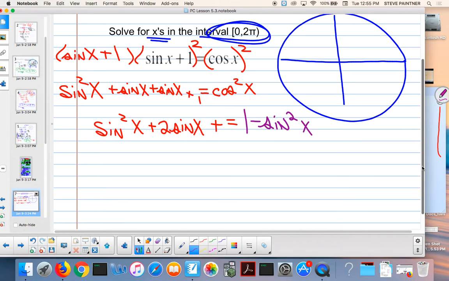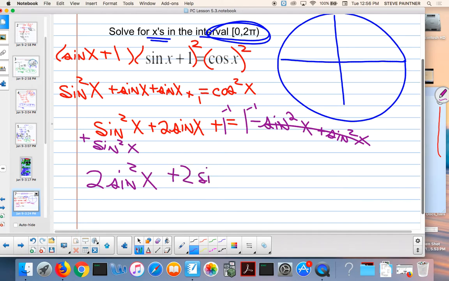All right, ready? I forgot my 1, didn't I? Right here, plus 1. Okay, so if I go minus 1, minus 1, the 1s are all gone. If I get rid of this, add sine squared, gone. Add sine squared. What do you get? 2 sine squared plus 2 sine equals 0. Equals nothing. And that's what you want. You want it to equal nothing.